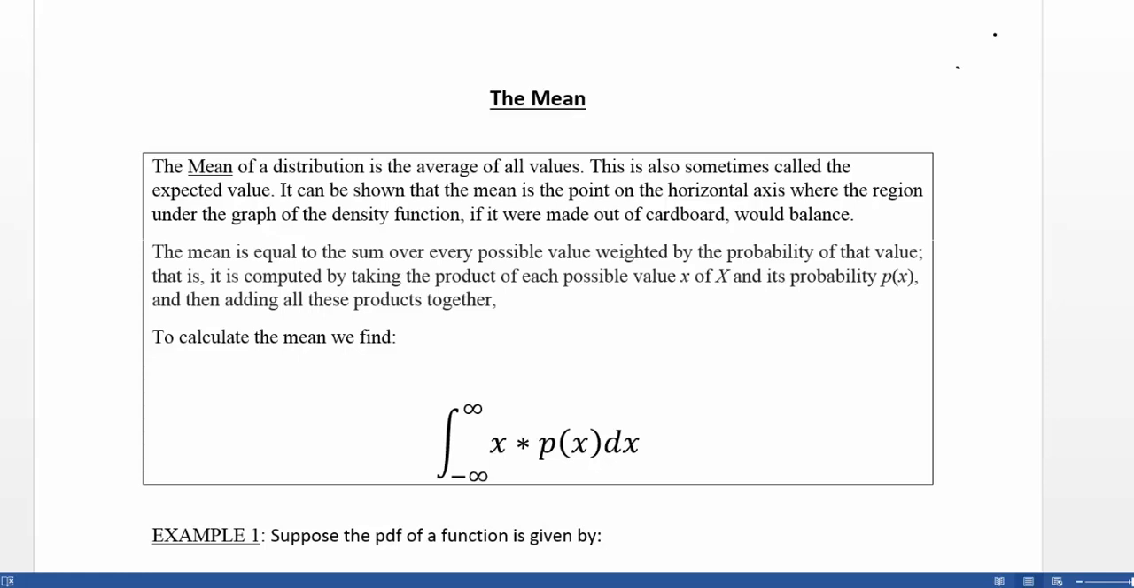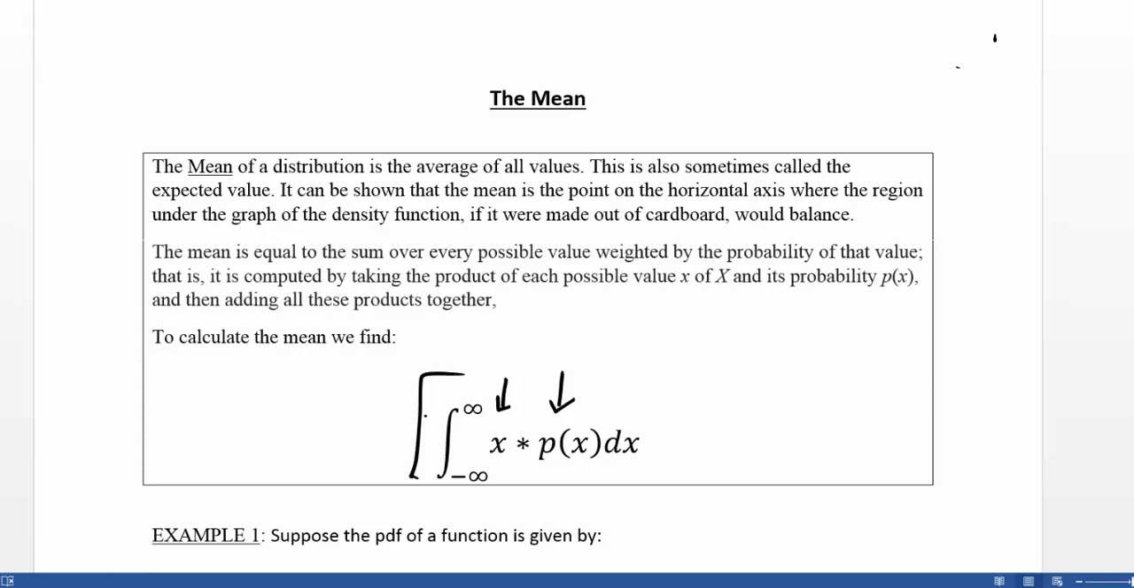And so we can do this sum by using the integral. When we want to calculate the mean, we're going to do x times p of x, so our density function times x to represent every possible value, and we're going to integrate that over the bounds where our PDF exists. Here we write it from negative infinity to infinity. In practice, we're going to use the bounds that are given to us in the problem.